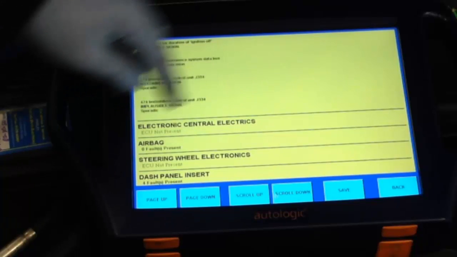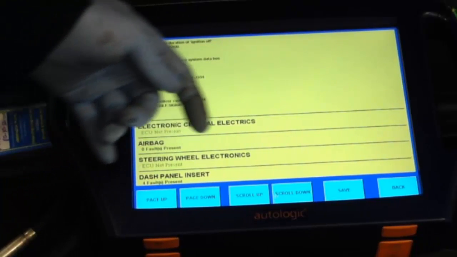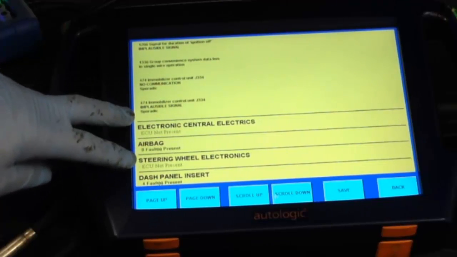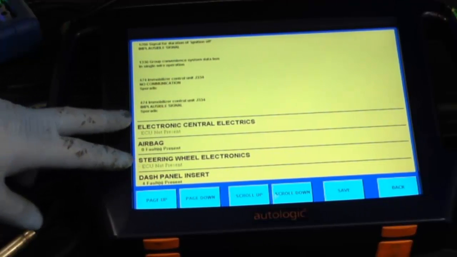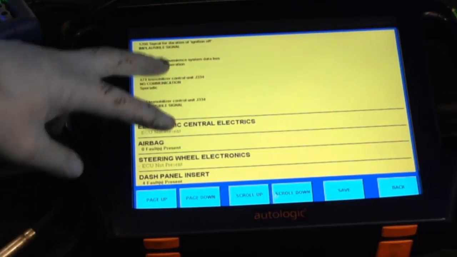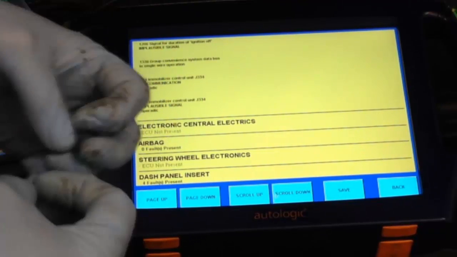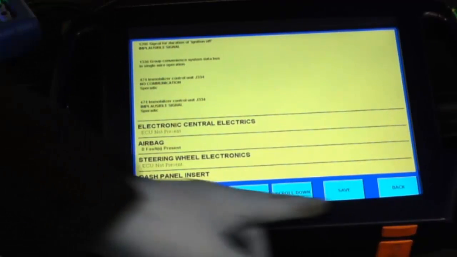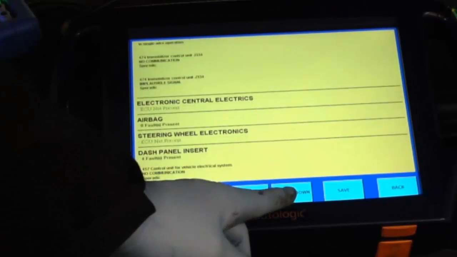So electronic central electrics and also steering wheel electronics aren't communicating effectively with the scan tool, which again would say either you've got power or a ground to both those units, or the thing that links those units to my scan tool and to the diagnostic process is the network. Let's scroll down again and see what else we've got.